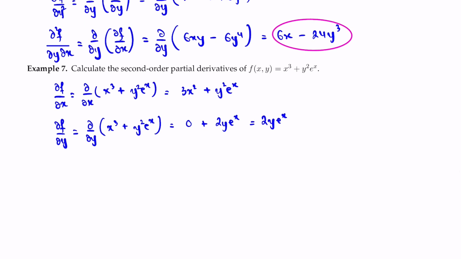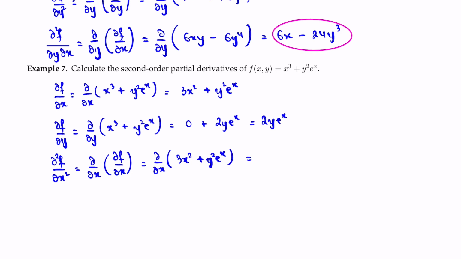Now for the second order partial derivative, you're going to do partial squared f partial x squared, or this is partial x of partial f partial x. And this is going to give you 3x squared plus y squared e to the x. Now you take the partial derivative of this function with respect to x, and you get 6x plus y squared times e to the x.